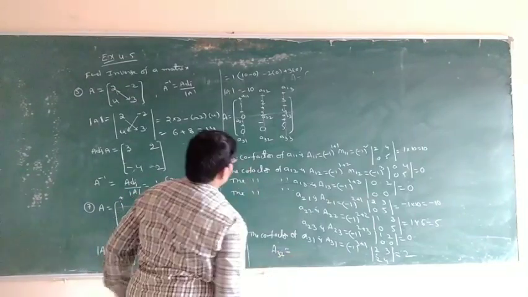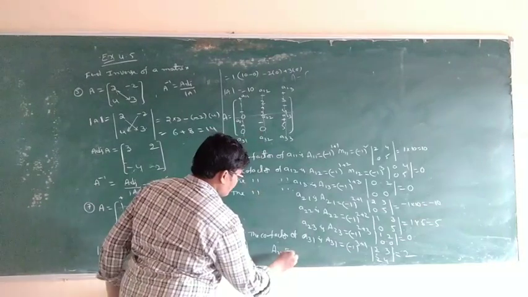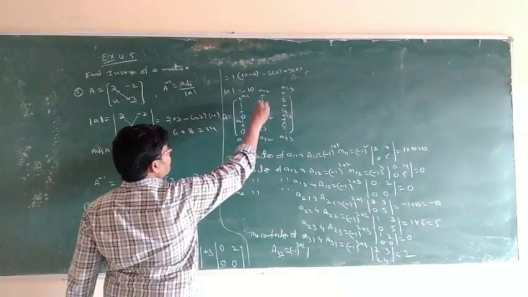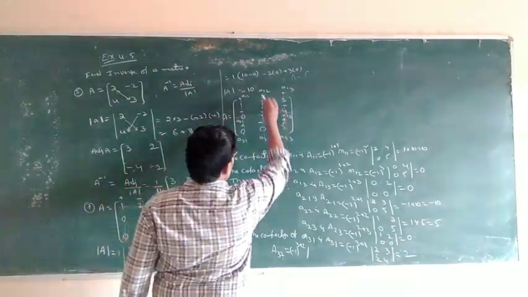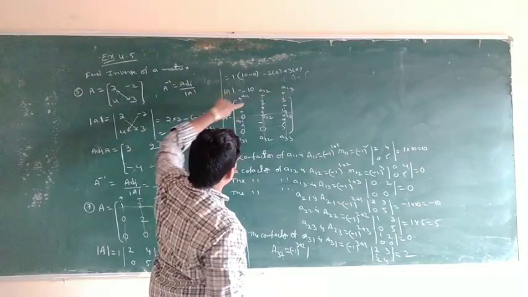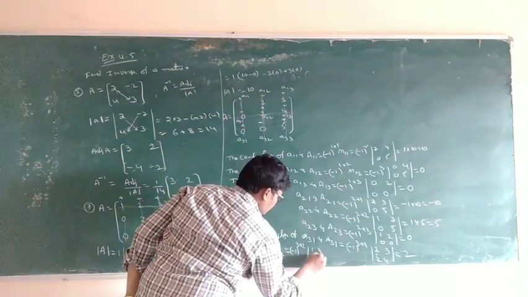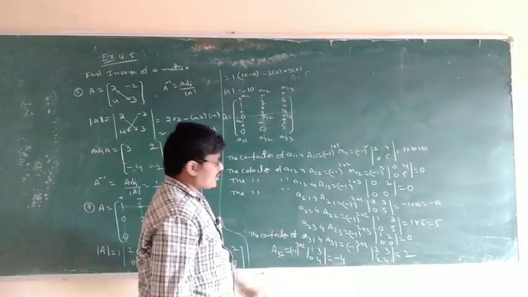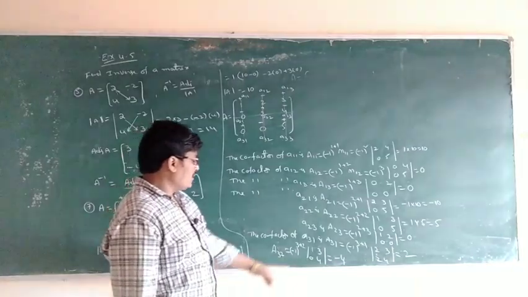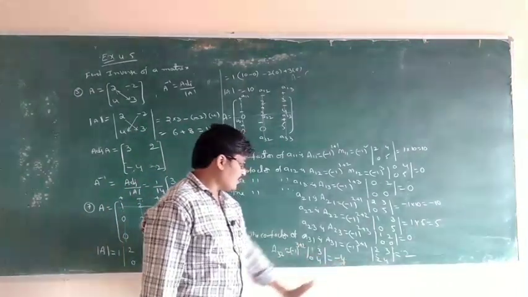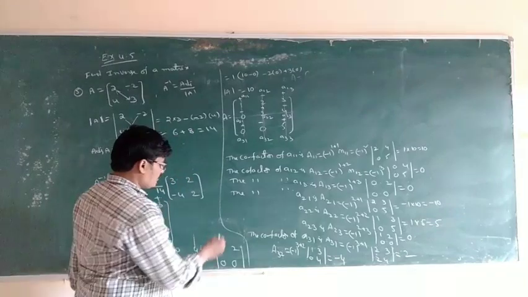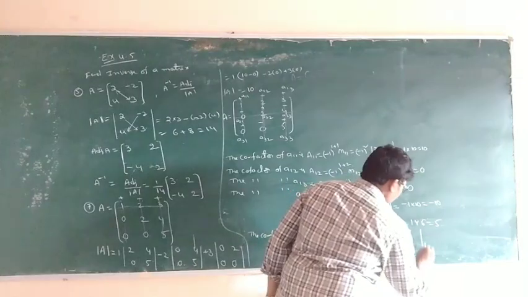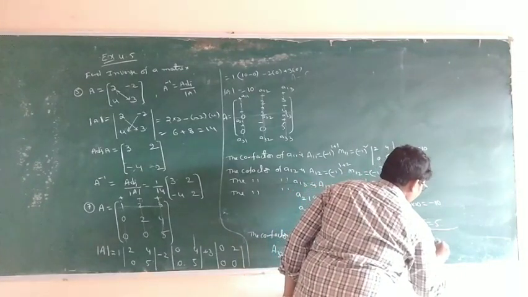Next, A32. A32 is equal to minus 1 whole power 3 plus 2, into the determinant of this, with the column and row deleted: 1 3, 0 4. So that is equal to minus 4. Minus 1 whole power 3 plus 2 is equal to minus 1, into 4 minus 0, equal to minus 4. Next, the last one, A33.